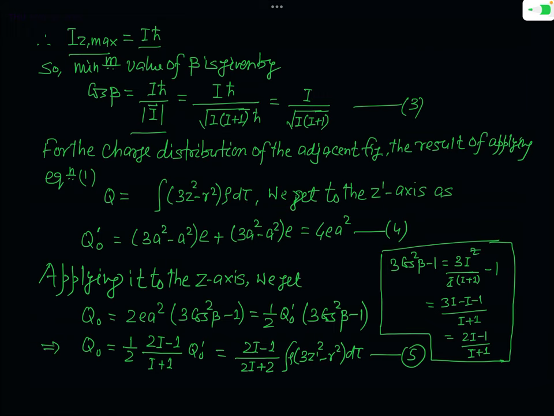But you know, the magnitude of the total angular momentum, that is the spin of the nucleus, is equal to root over I into I plus 1 into h bar. Now you can see this h bar and this h bar will cancel out, and cos beta will be equal to I over root over I into I plus 1.